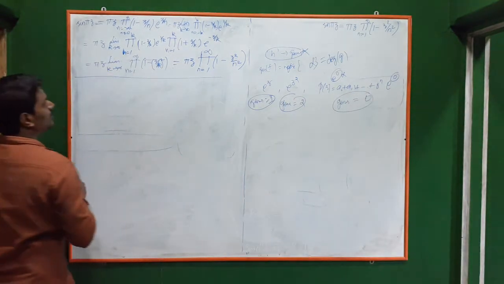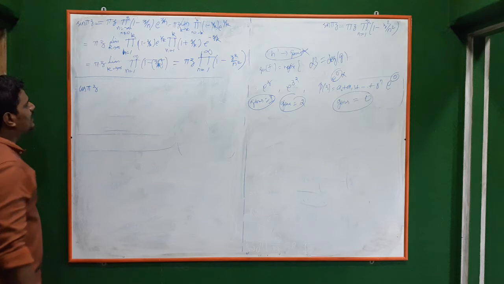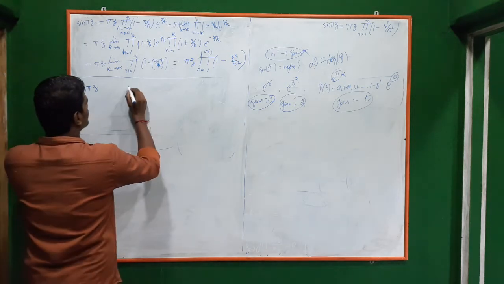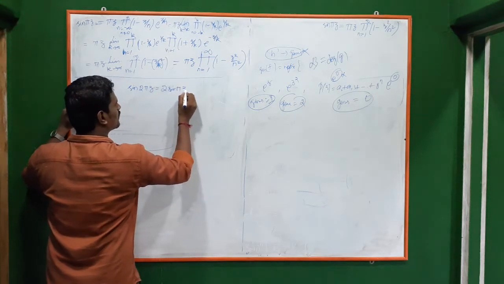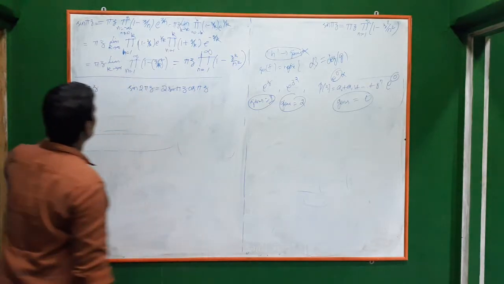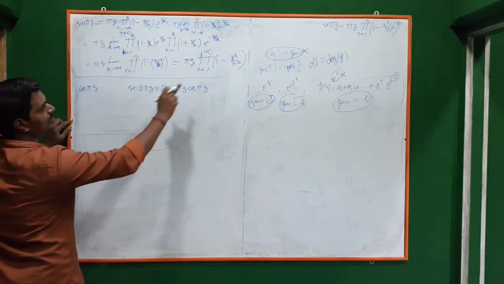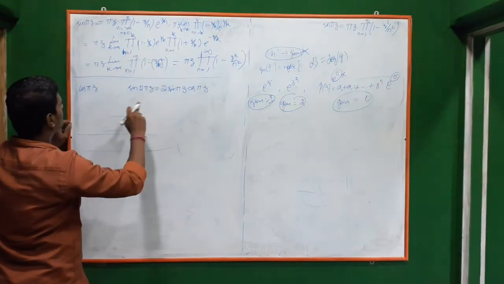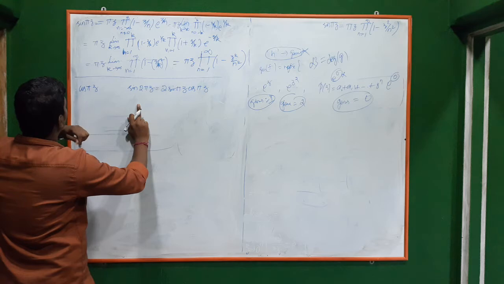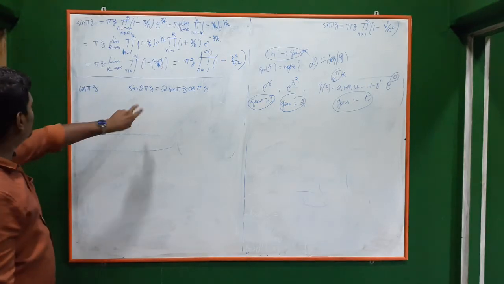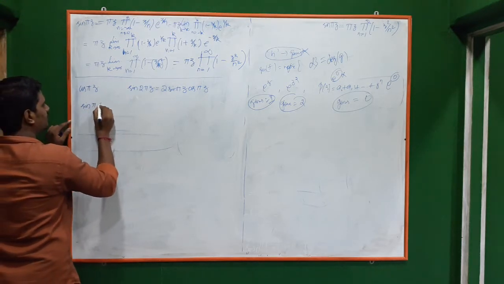Come to this. Here we have found sin πz. Similarly, we can find cos πz. What is the relation between sin πz and cos πz? That is sin 2πz = 2 sin πz cos πz. Apply here. We know sin πz. So sin 2πz is obtained by replacing z by 2z. Before this, I can find it for the hyperbolic also.